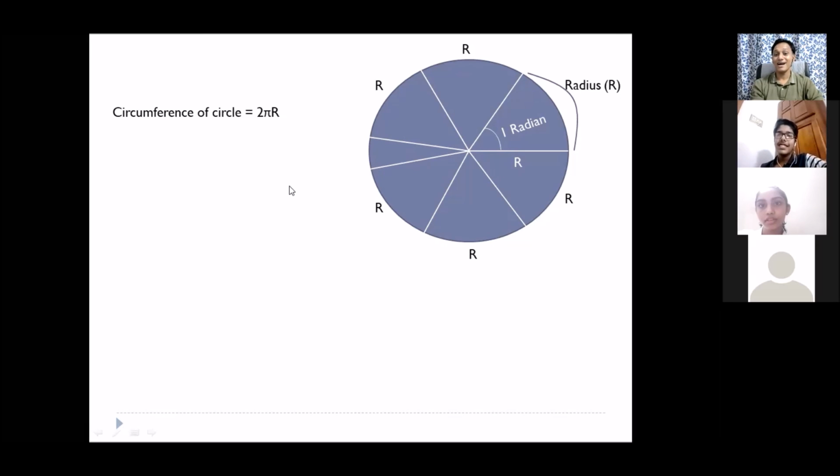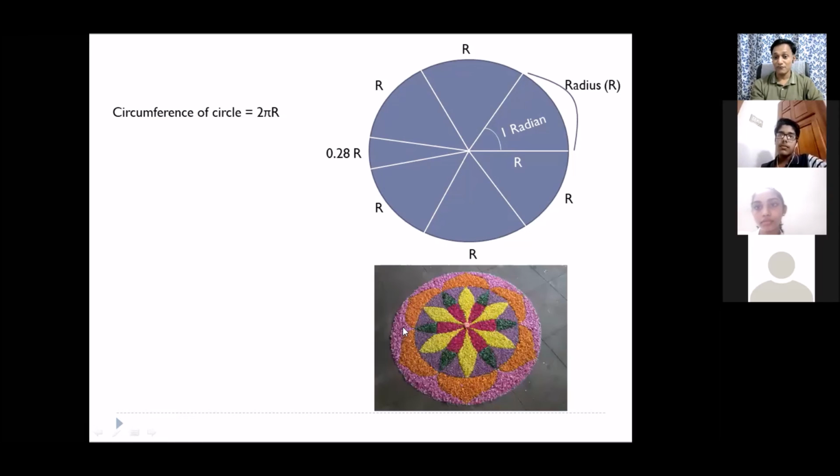Point 0.28. That is 0.28R. Normally when people make flower petals for Onam, the Pookalam, we take a thread and draw a circle, and people think the thread is 1 radius. You catch 1 radius, and from there you make a mark, 1 mark, 2 mark, 3 mark, 4 mark, 5 mark, 6 mark. That is how we divide the circle into 6 pieces. Normally you made it 6 pieces.